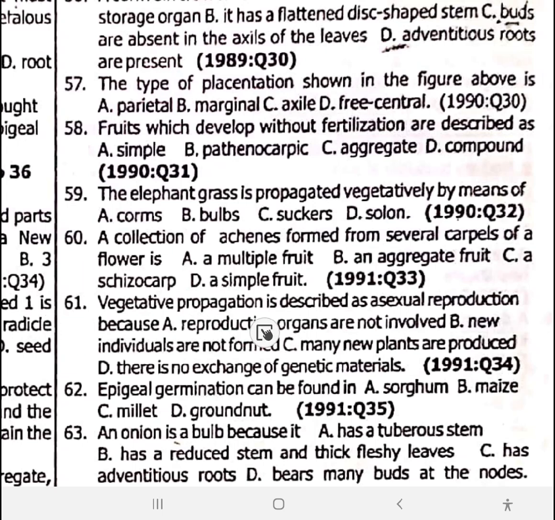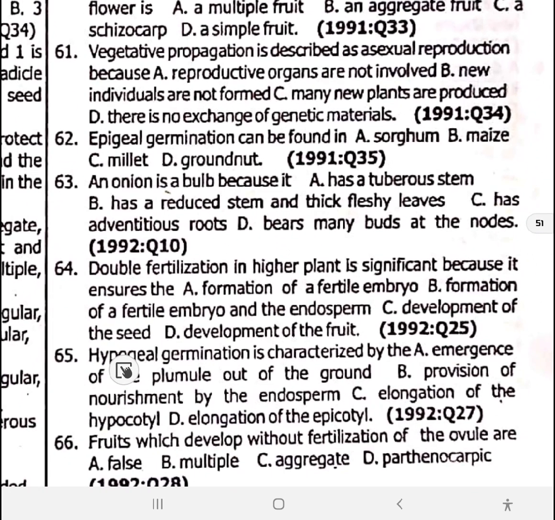61. Vegetative propagation is described as asexual reproduction because there is no exchange of genetic materials, okay? 61, option D, no exchange of genetic materials.